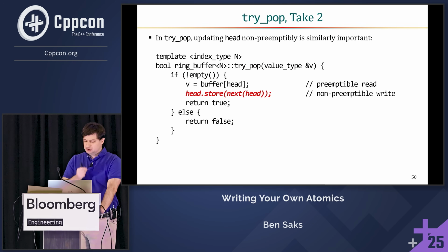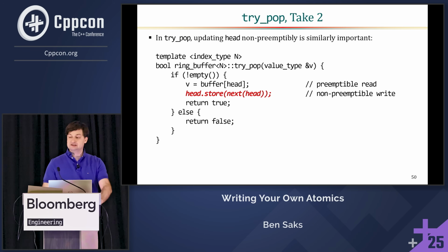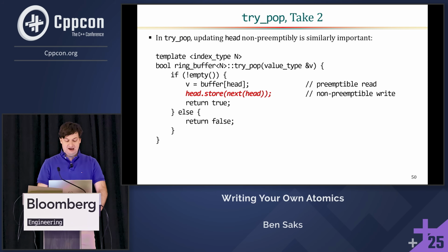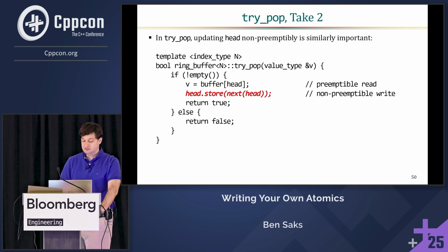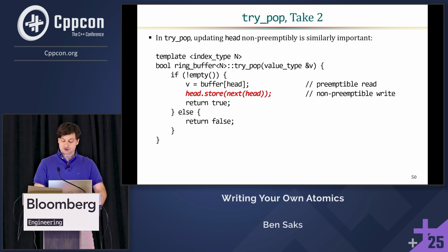All right, try pop winds up looking fairly similar. Again, it is making use of the next function as well. It is checking to see whether or not the queue is empty, goes ahead and reads out the value of the front element at that point, and then it goes ahead and updates the head index once the element has been read out successfully. Then it can go ahead and move on to the next element and then return true.